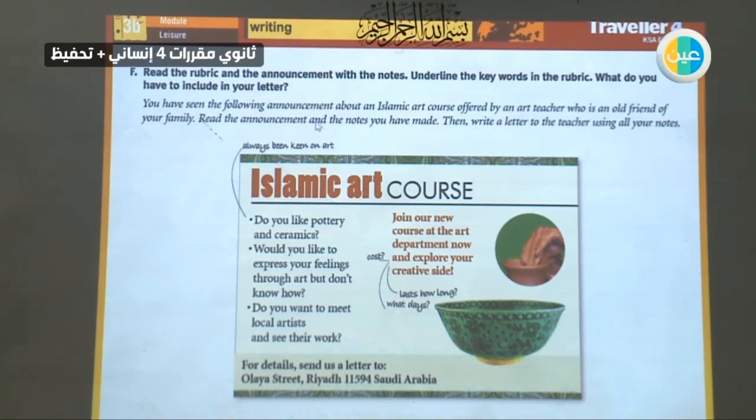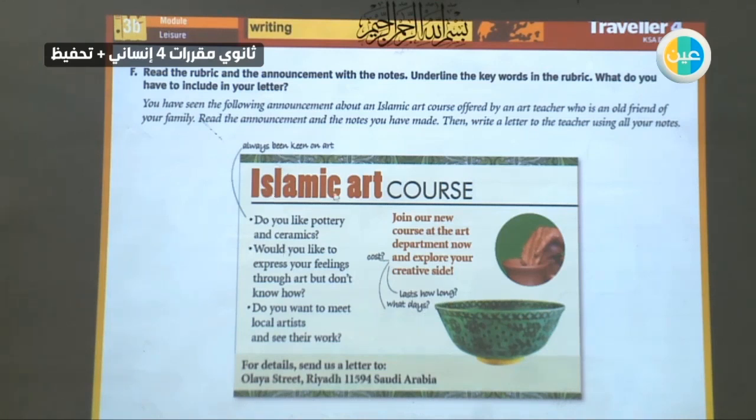Read the announcement and the notes you have made. Then write a letter to the teacher using all your notes. So we have here the announcement, and we have here notes: promise, always being keen on art, cost, how long it lasts, what days.